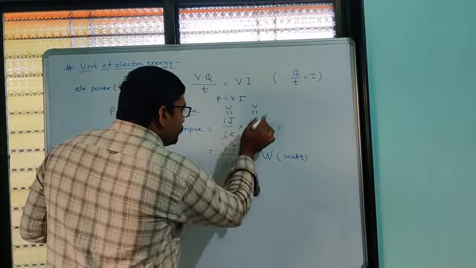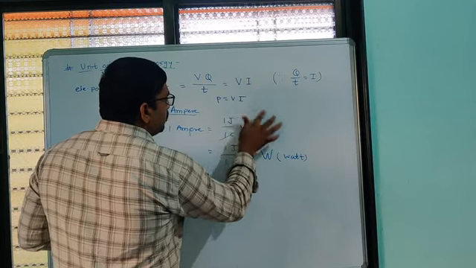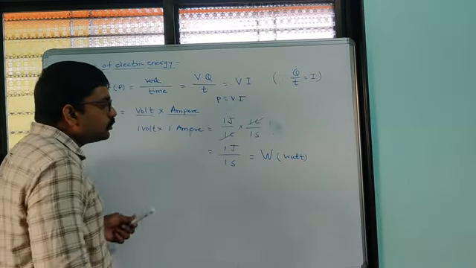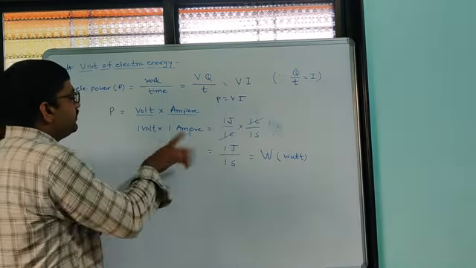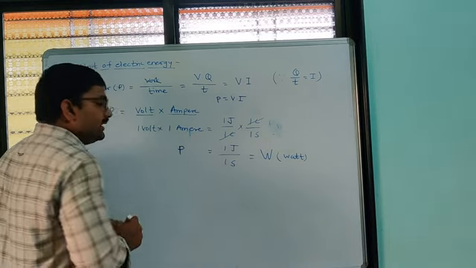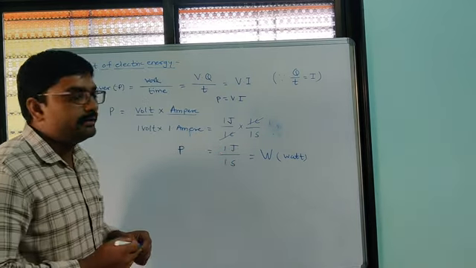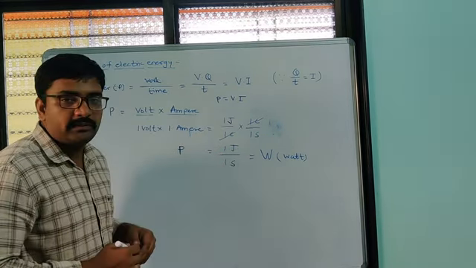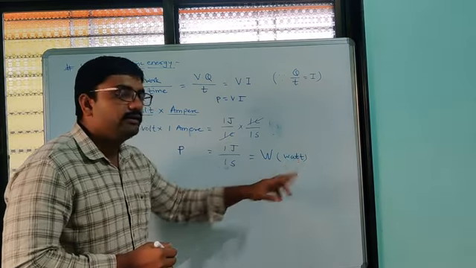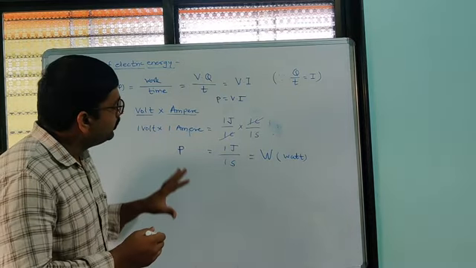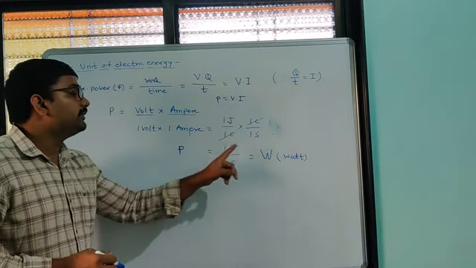So 1 coulomb will get cancelled. What is remaining? That is 1 joule divided by 1 second, and that will be equal to the unit of electric power P. That is 1 joule per 1 second, and that is called a watt. It is represented by capital letter W, and it is called a watt, W-A-T-T. So this is the unit of electric power. Electric power is measured in unit watt.